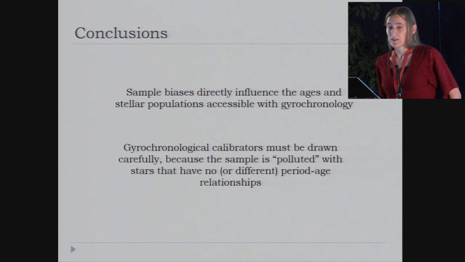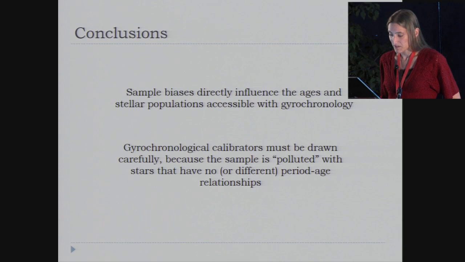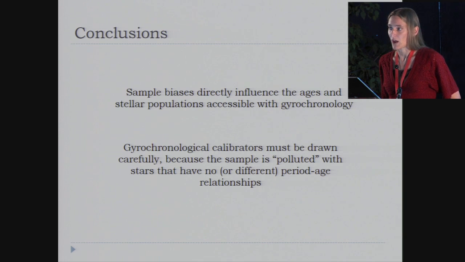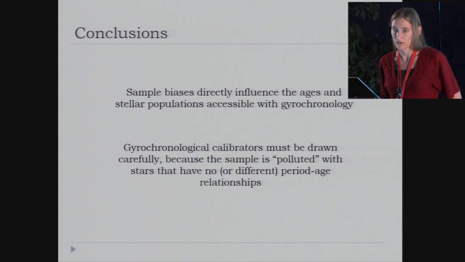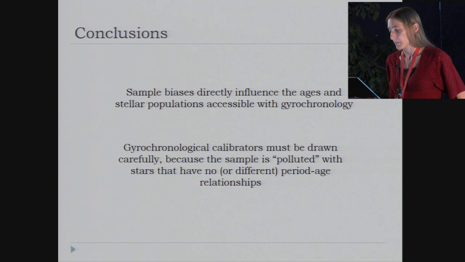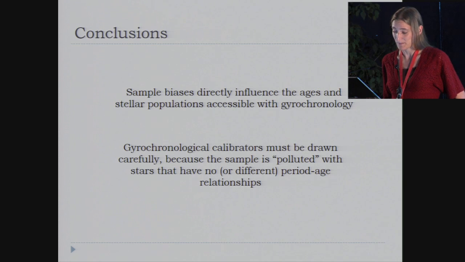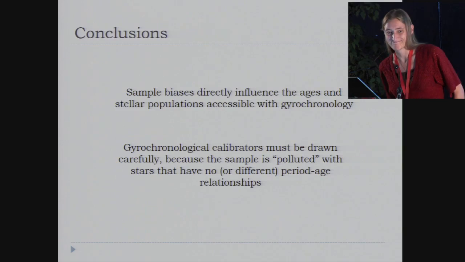When we go and calibrate the gyrochronological relationships, we need to make sure that we draw the calibrators carefully. We need to make sure that we're not calibrating on hot stars or stars that are evolved, so that we have a relationship that's valid in these regions. And so I think I'll leave it at that and take any questions.